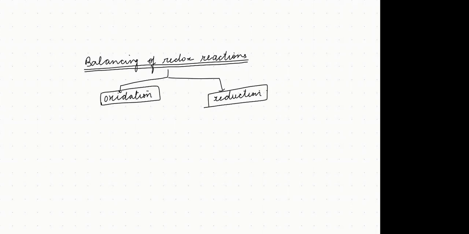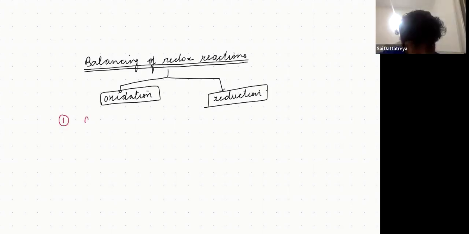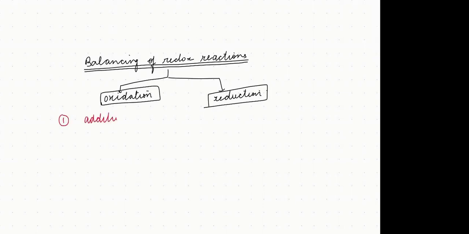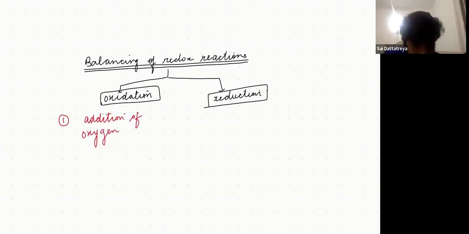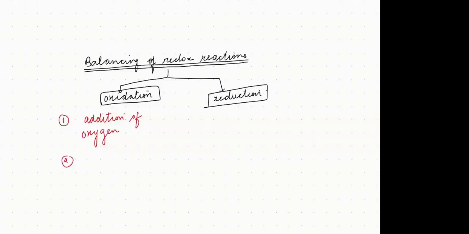So there are 5 definitions of oxidation, right? The very first definition, the very basic definition, was the addition of oxygen. Second is removal of hydrogen. So one is the addition of oxygen and another one is the removal of hydrogen.